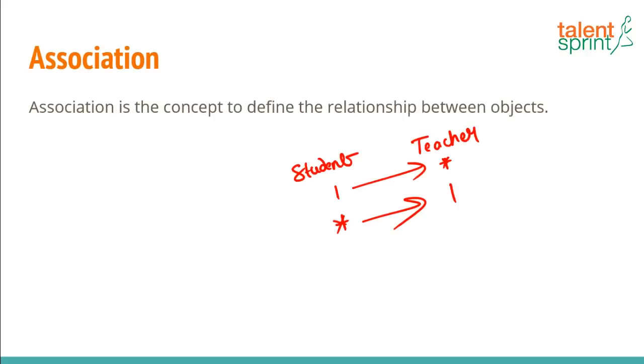Then association is the concept to define the relationship between objects. Now as you can see here, we have two objects, student and teacher. Now one student can have multiple teachers, or you can have another association where multiple students have one teacher. Now you need to define all these associations when you have multiple objects and classes in your program.